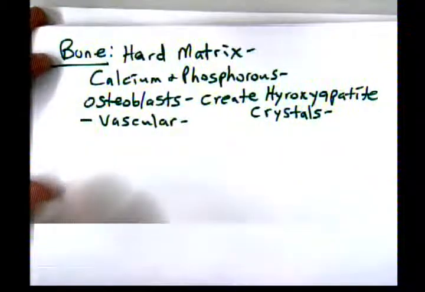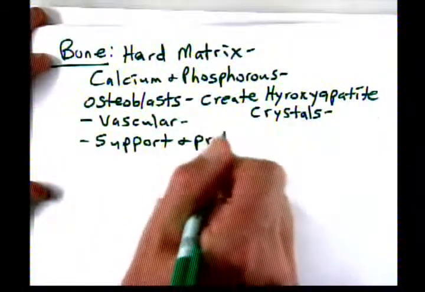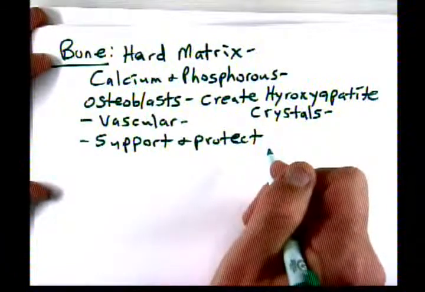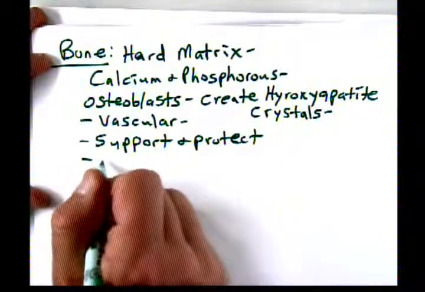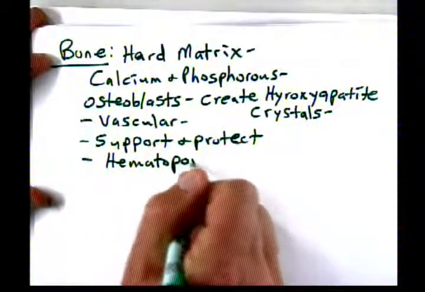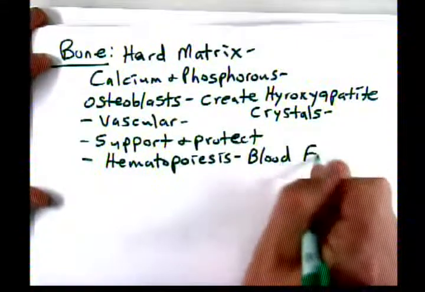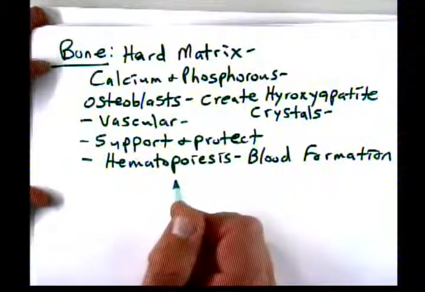And the purpose of bone is obviously to support the body and protect it. Your brain, which is one of the most vital structures in your body, is well protected by the skull. But also within this there's the process of hematopoiesis, which is blood formation. Blood cells are formed in bone marrow.